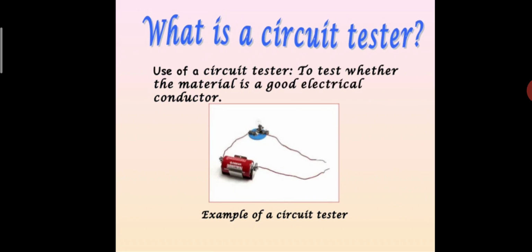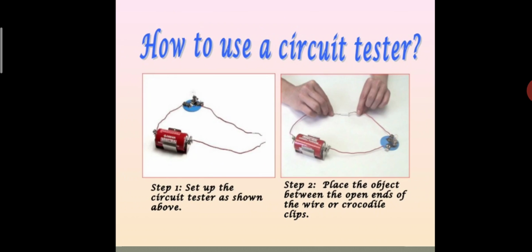In the same way, here also, to test whether the material is a good electrical conductor or not, we are using a circuit tester. Now how to use a circuit tester? Step 1, make the arrangement as you have seen in the picture. Set up the circuit tester as shown above. Step 2, place the object between the open ends of the wire or crocodile clips.